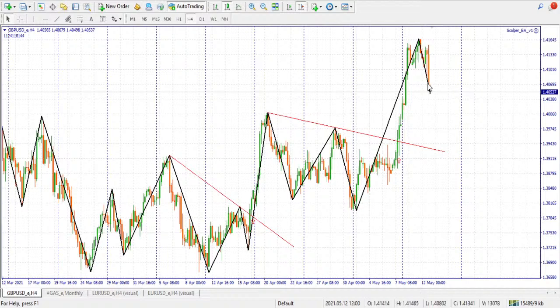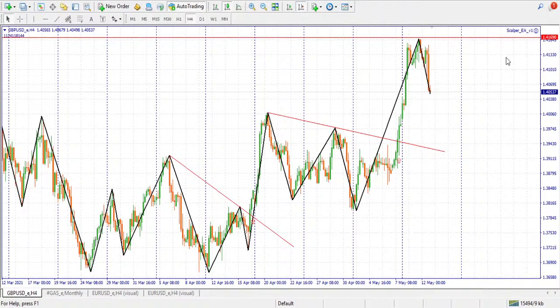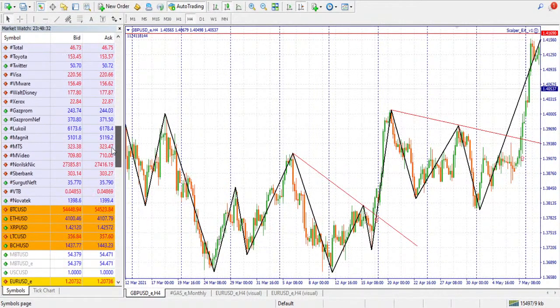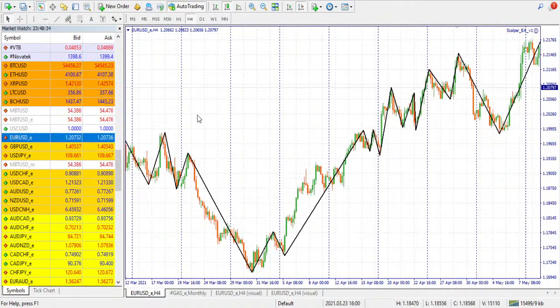We want to see maybe some pullback to the upper side, and in case the price breaks above this swing high, then this will mean we are now continuing to the upper side. The other symbol which I'd like us to look at, I want us to look at Euro USD here.